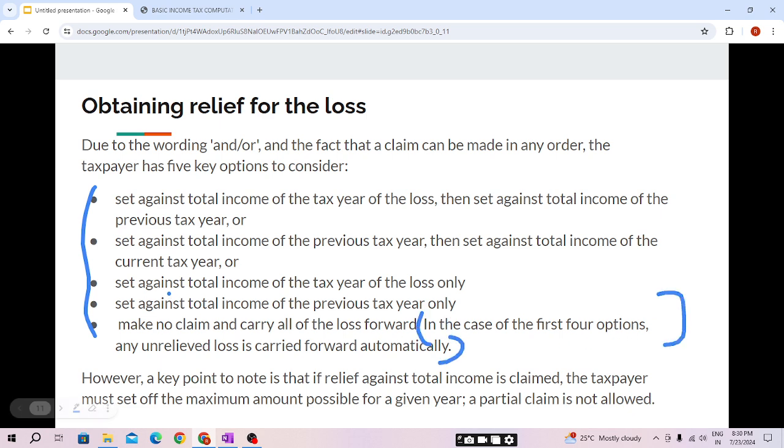This is a separate point. These are the 5 options, and in the case of the first 4 options, any unrelieved loss is carried forward automatically. Carry forward is an automatic relief.